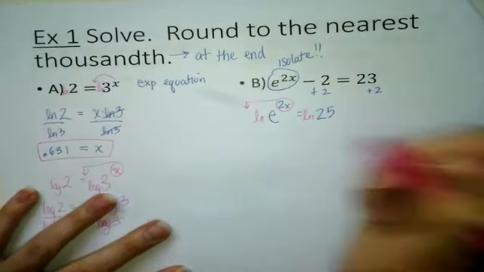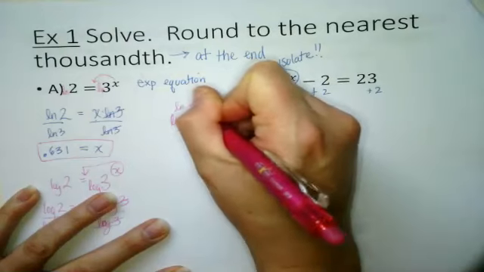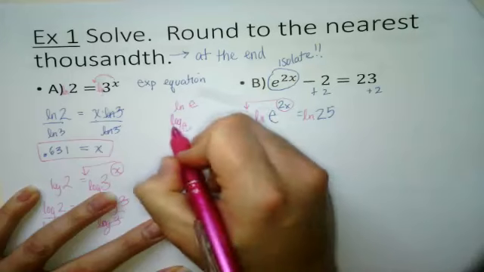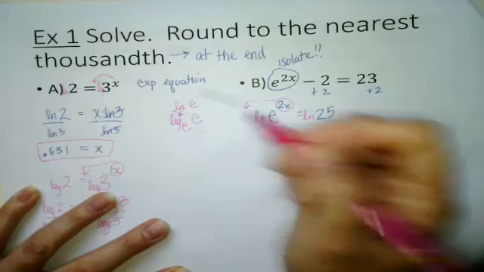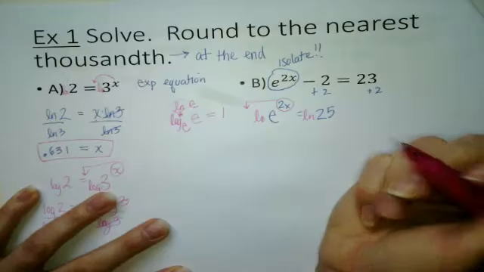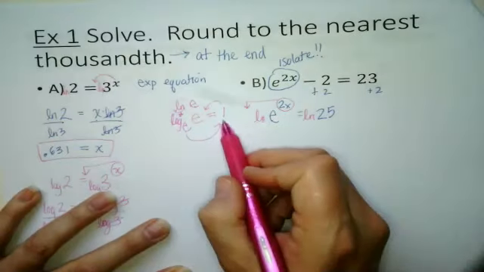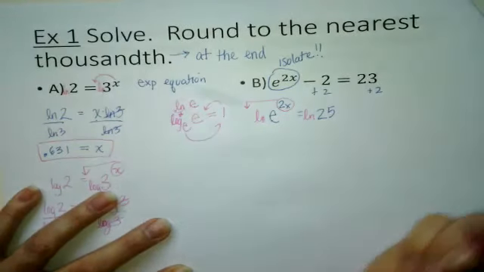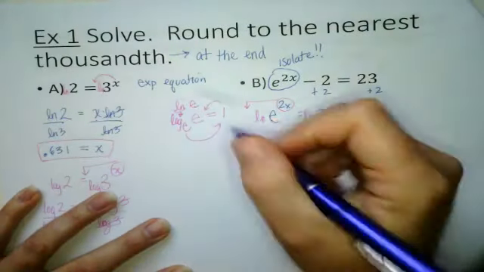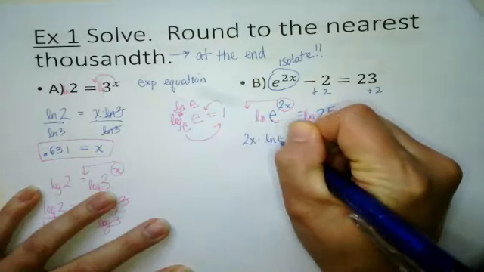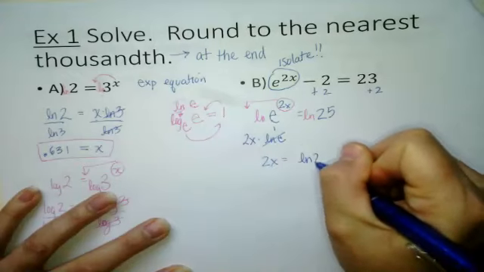The reason you want to use natural log is because, if you remember, natural log is the same as log base E. So if we had the natural log of E, it turns into log base E of E, and log base E of E is equal to 1. Because E to the first is equal to E. So that cancels out, which is super nice. Our 2x drops down in front times the natural log of E, which we just talked about is 1. So I have 2x equals the natural log of 25.